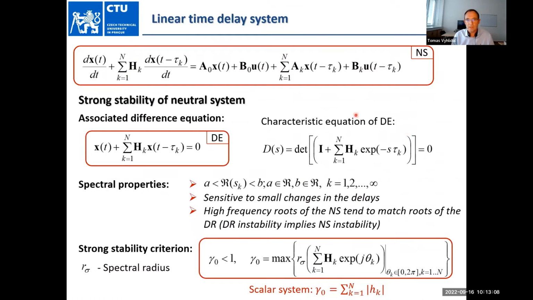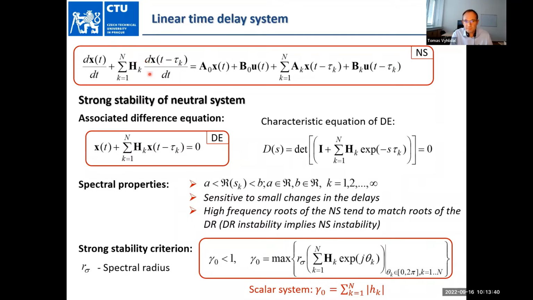Okay, so once we have a neutral system, which can happen even in engineering applications, we can arrive at a neutral system which has delays in the derivative part, as I have mentioned.